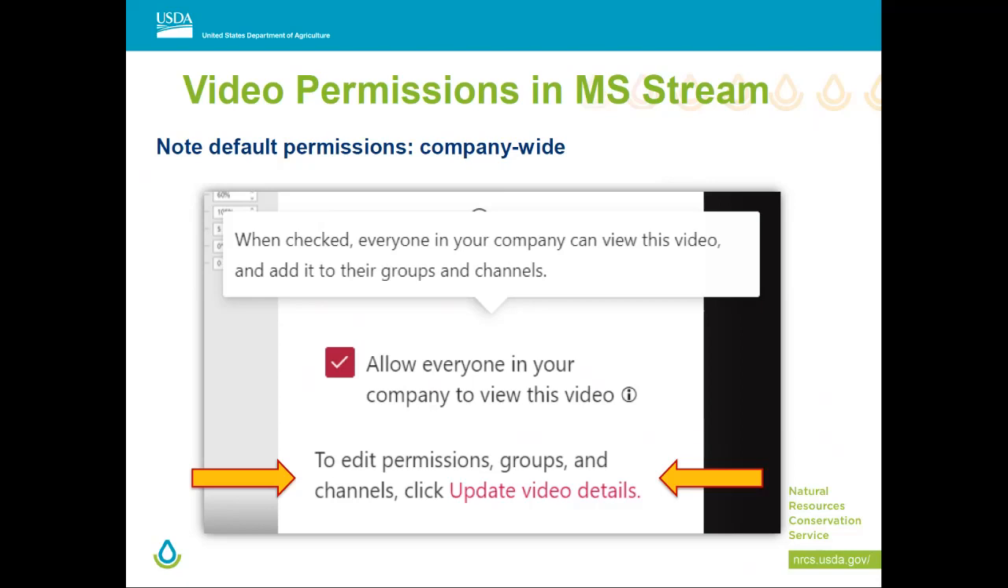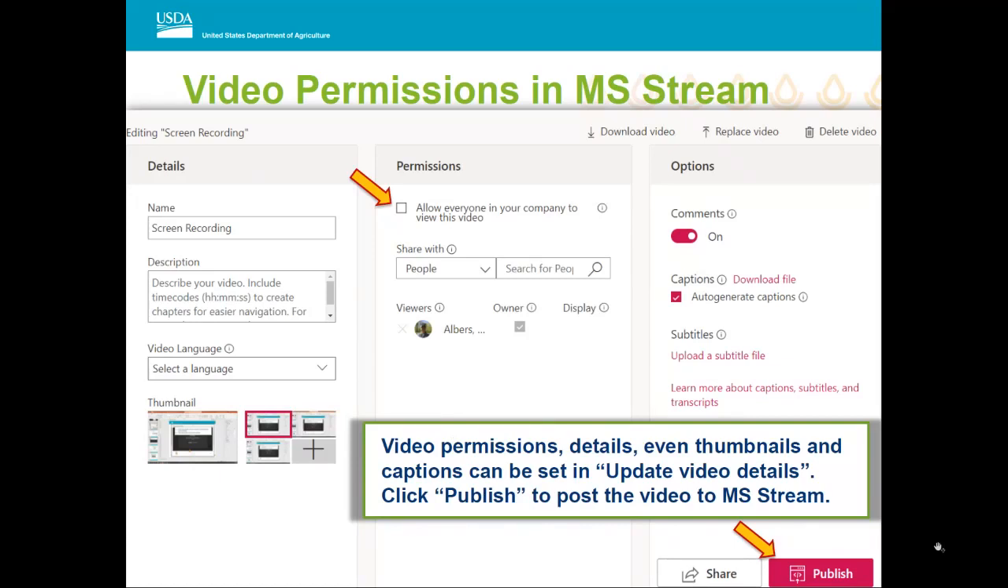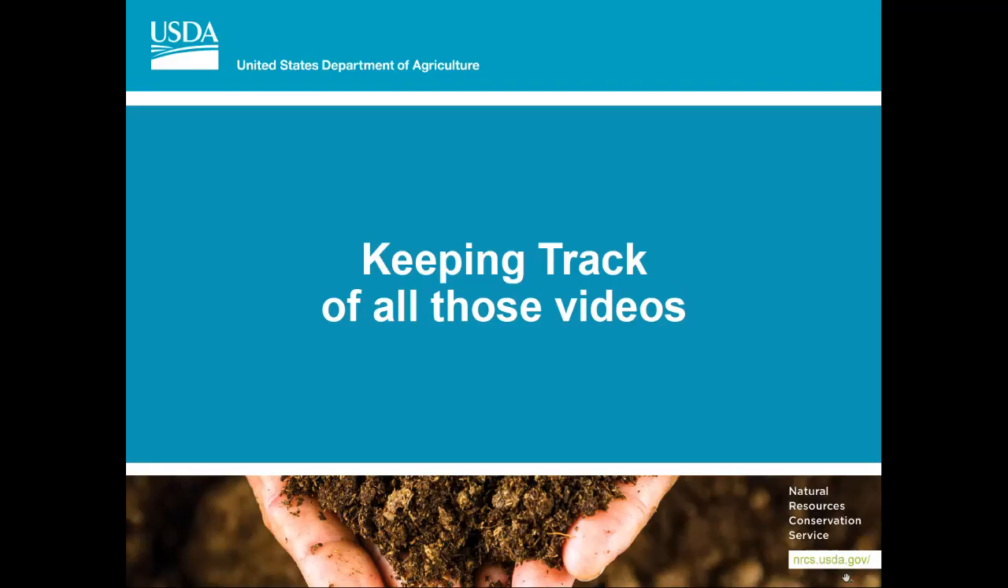To edit the permissions, groups and channels and things like that, you can just click on this update video details text link. Once you do that, you get this other view where you can edit all of those different aspects together all at once and add individual people or groups, etc., that would have permissions to view it. Again, making sure that you uncheck allow everyone in your company to view this video unless you want them to. Once you're done, you can go ahead and click publish.